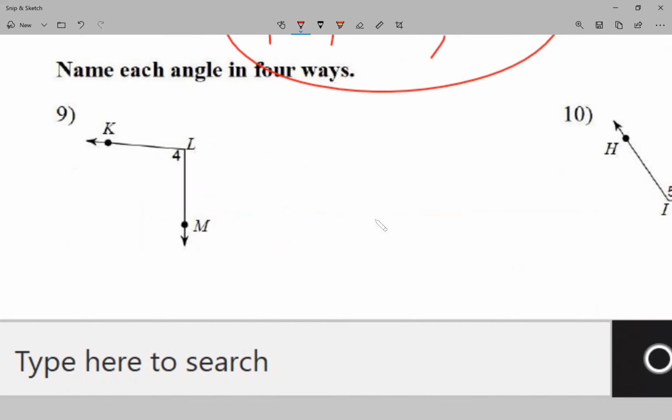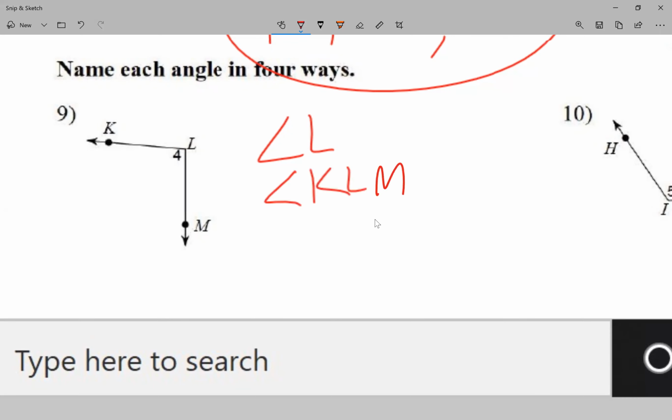Now, the way we name an angle, there's four possible ways. One of them is going to be the angle L. In this question number 9, I'm going to call this angle L. I use the vertex, right? The vertex is L, so I'm going to call it angle L. I could also use 3 letters. I see my 3 letters there, K, L, and M. Use the 3 letters, any order, as long as L's in the center. So another way I can call this is angle KLM, or I could call this angle MLK. Notice the vertex is in the center. The order of K and M doesn't matter, but L does, right? Make sure to put it in the center.